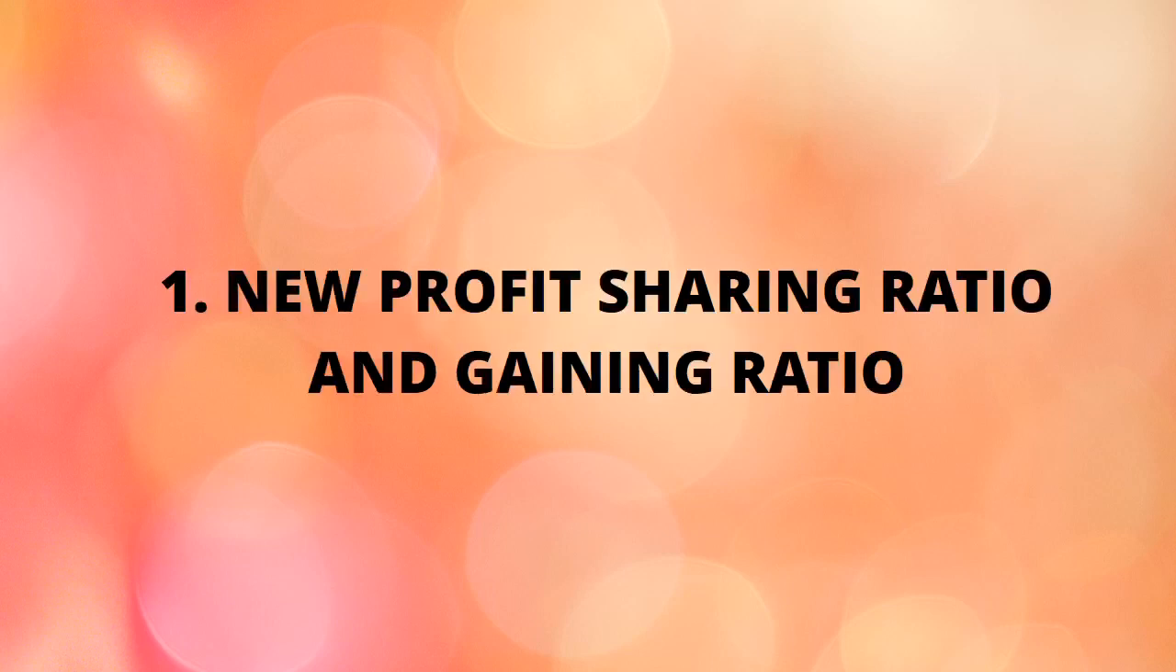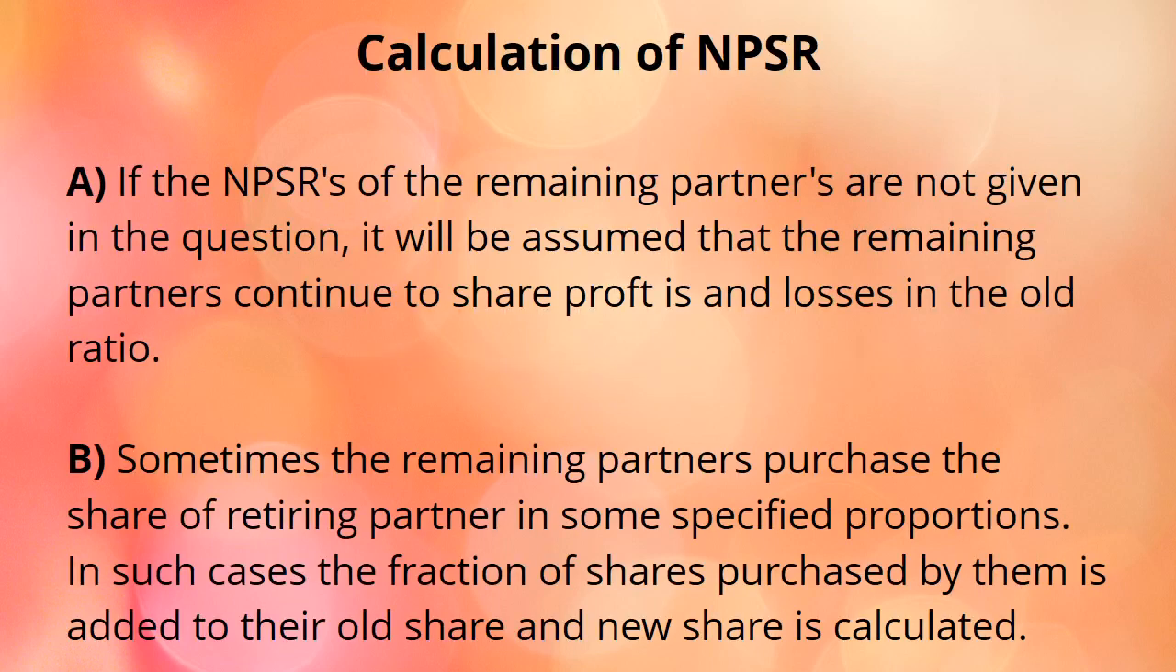First of all, I am starting from new profit sharing ratio and gaining ratio, and I hope you all are now well known to these words. NPSR means new profit sharing ratio and GR means gaining ratio. Calculation of new profit sharing ratio.